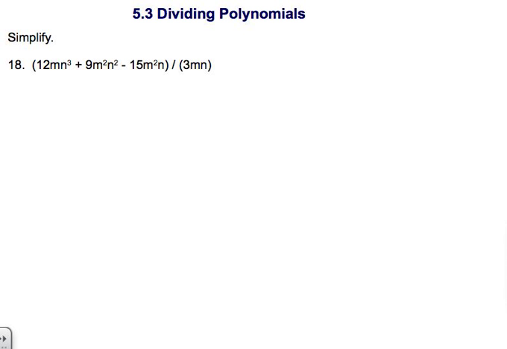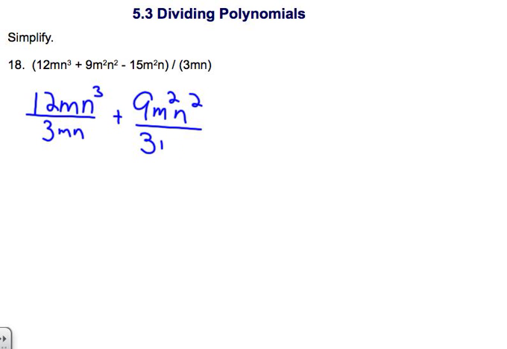Section 5.3 is on dividing polynomials. With number 18, we are dividing by a monomial. So we would break up this problem into 12n cubed over 3mn plus 9m squared n squared over 3mn minus 15m squared n over 3mn.